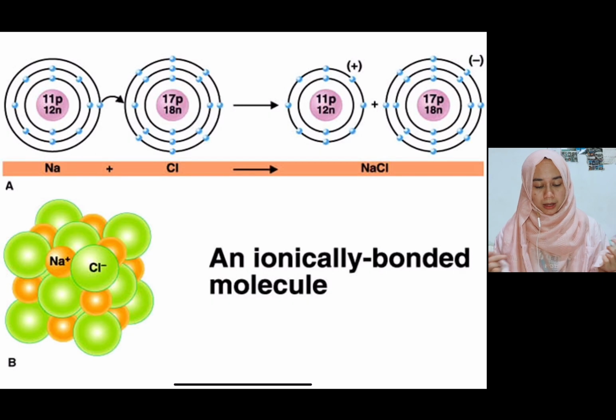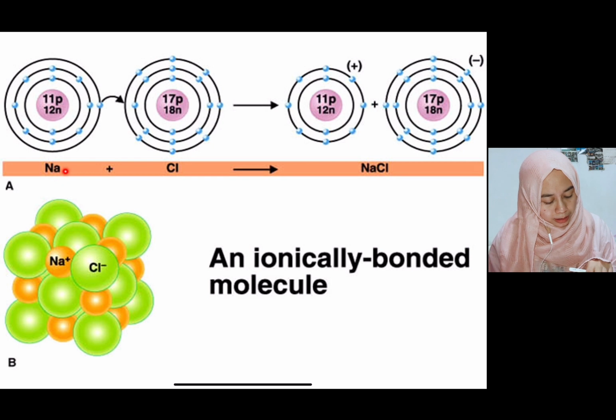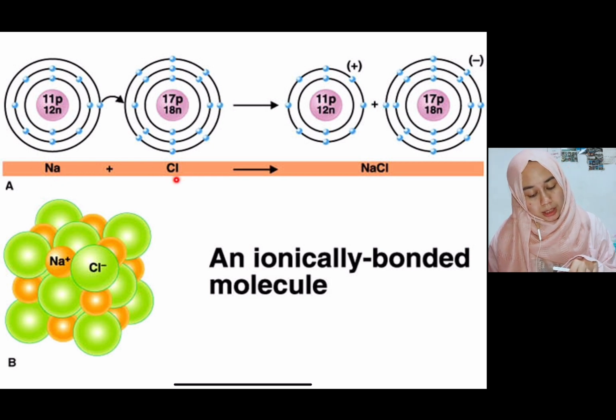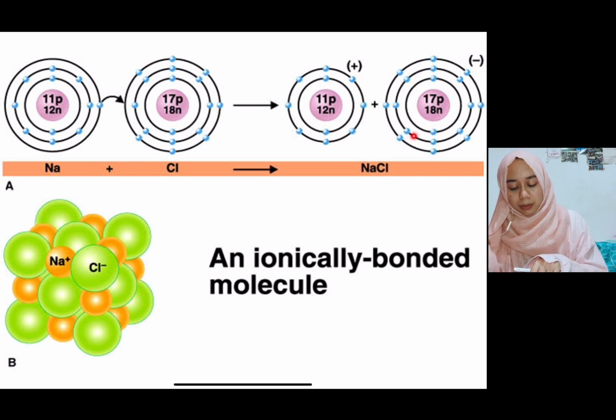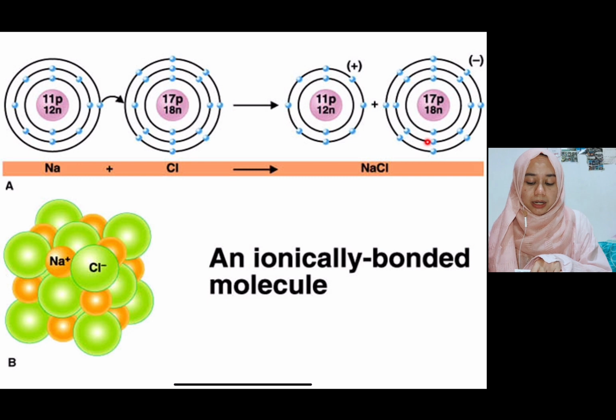Okay, so this is contoh kalau kamu tengok kat atas ni, yang sebelah kiri ni sodium dan kita ada Cl. Sodium ni dia ada satu je valence electron dekat shell yang paling luar, nombor 3 dah ni. So dia transfer satu elektron ni kepada shell nombor 3 Cl ni pula. Cl ni initially dia ada 7 sahaja valence electron, dan lepas dia terima, now chlorine dia ada 8 valence electron, so dia dah mencapai octet.